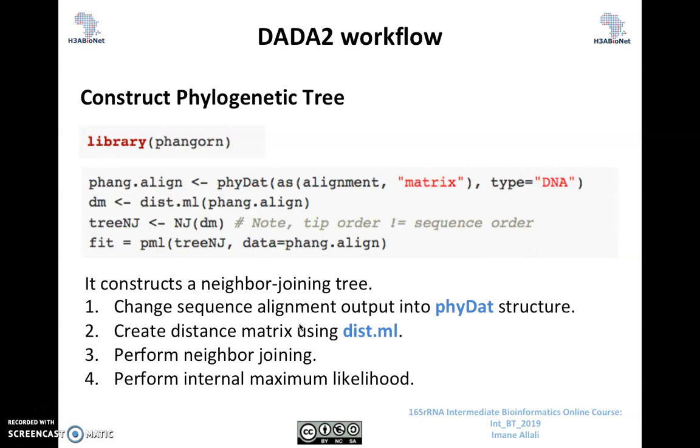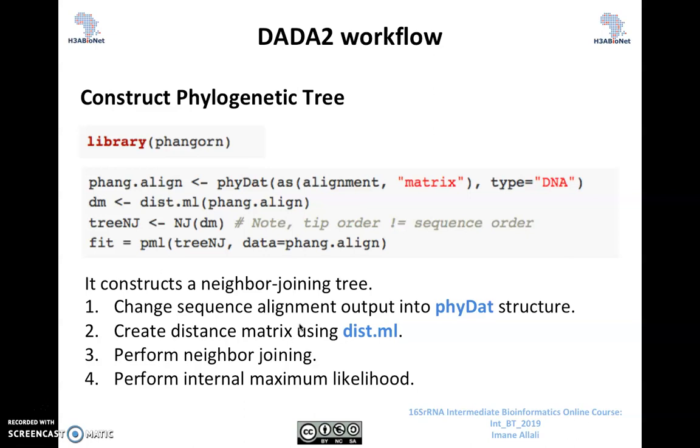Then, to construct the phylogenetic tree, you have to load the phangorn package. I don't think it's installed in your R environment, but it's very easy to do. I have written the command to install it in the tutorial webpage under section 11, construct phylogenetic tree. So please, if you have any issue installing it, you can ask your teaching assistant.